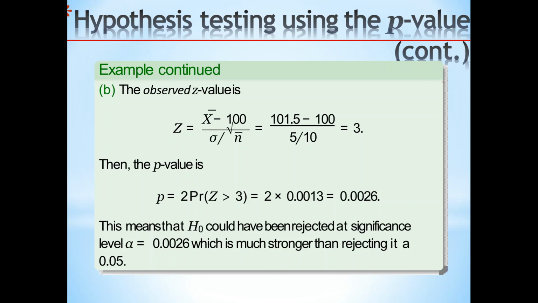Why is it multiplied by 2? Since it is a two-tailed test, the critical region lies on both the right side and the left side. So p equals 2 into 0.0013 equals 0.0026, and here the p value is very much less than the significance level, that is the alpha. So the null hypothesis gets rejected.